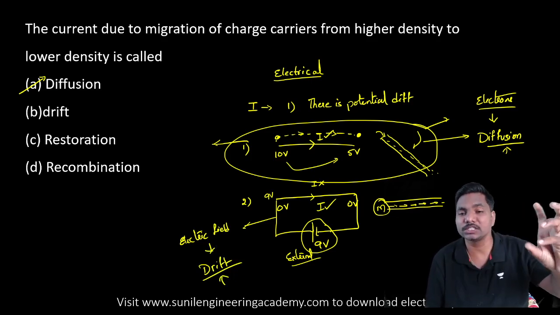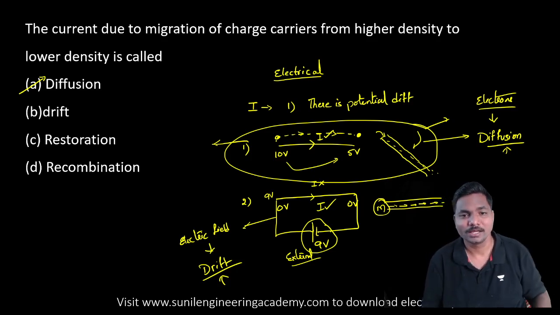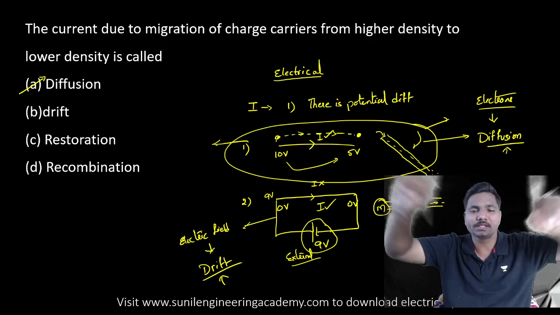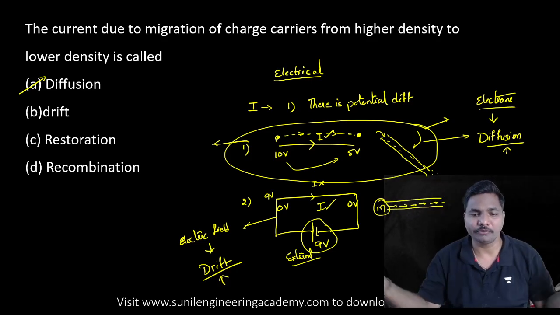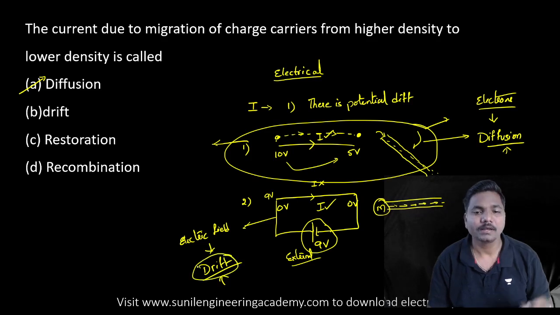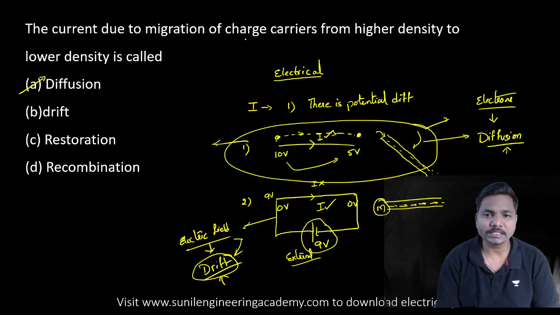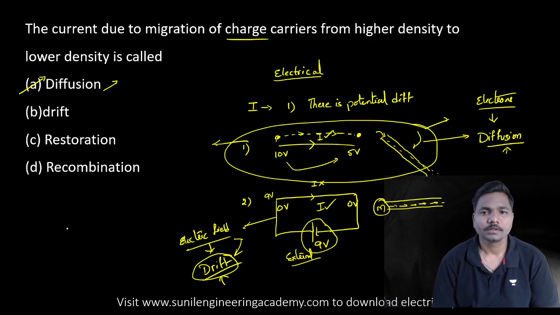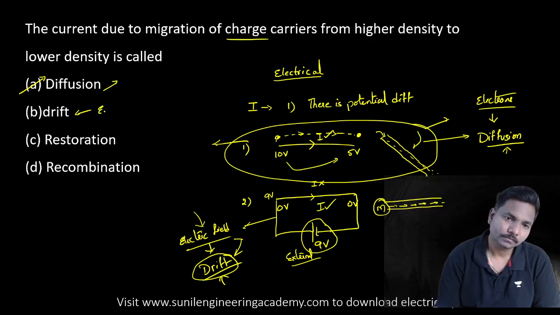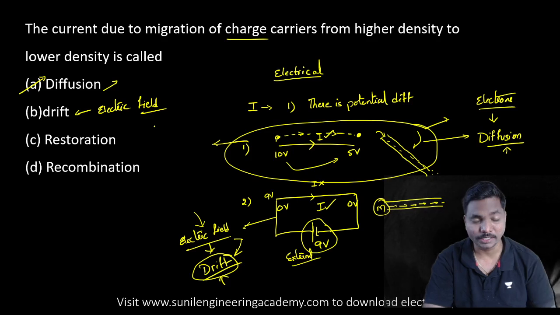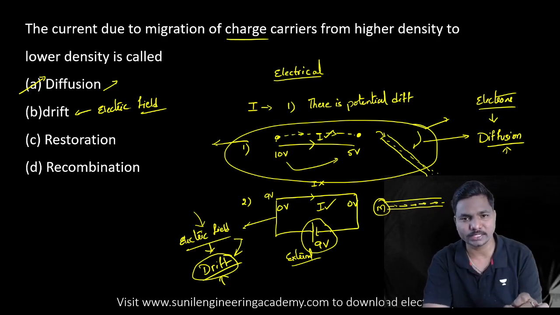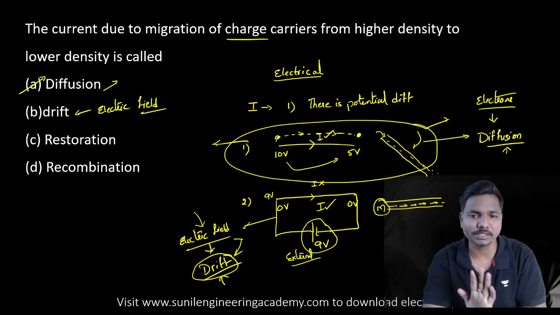We know the drift irrigation system in farming, where from the pipe the water is coming with a lot of pressure. That means drift. So whenever by applying an external force, that is by electric field, you are getting the current, that is a drift current. Current due to migration of charge carriers, diffusion. Current under the influence of electric field, drift. Here so many students confuse these two words, so that's why I'm giving this much explanation.